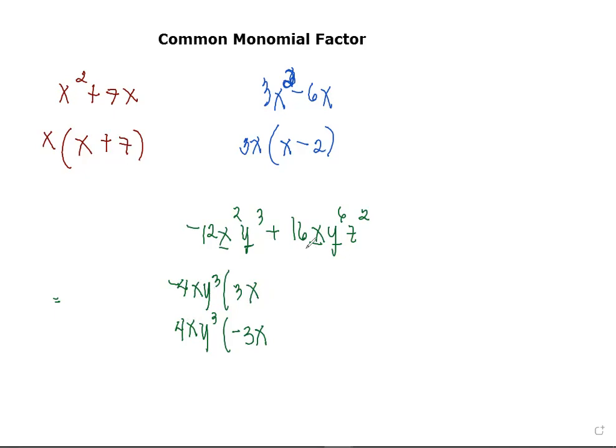Okay, so for the second term, 16 divided by negative 4, the answer is negative 4. Okay, x divided by x, that is 1. So you don't need to write it na po. And then y raised to 6 divided by y cube, that is y cube. Subtract 6 minus 3, the answer is 3. So the answer is y cube. So ganun din po. 16 divided by 4, the answer is positive 4. Okay, y cube, z squared. Z squared. Ayan. So ito na po yung factor ng negative 12x squared y cubed plus 16xy raised to 6z squared.